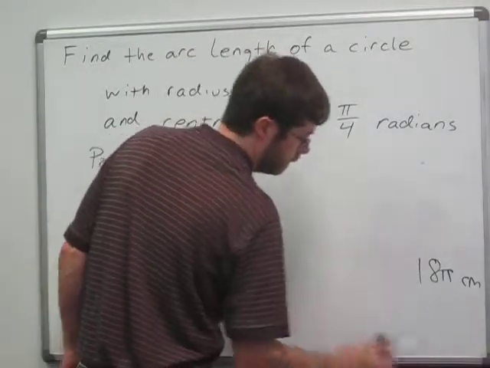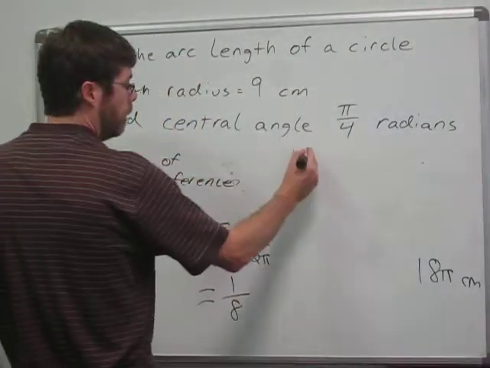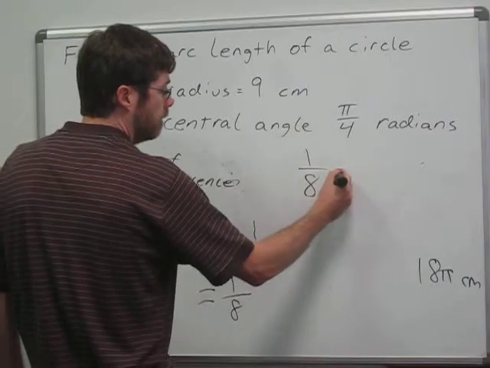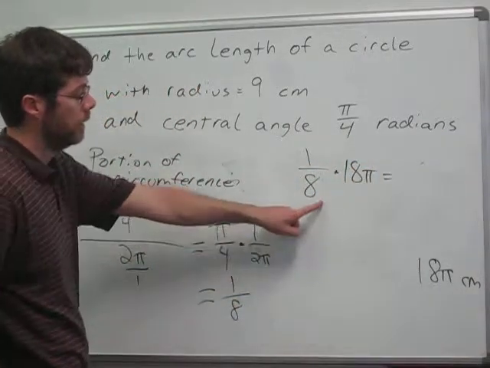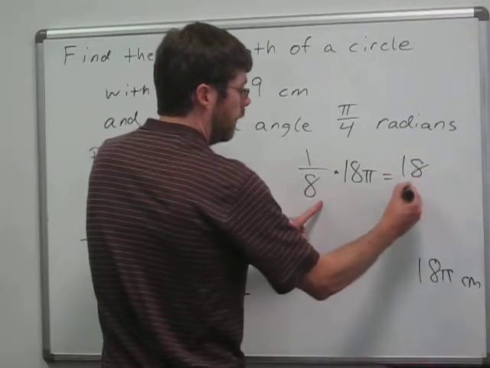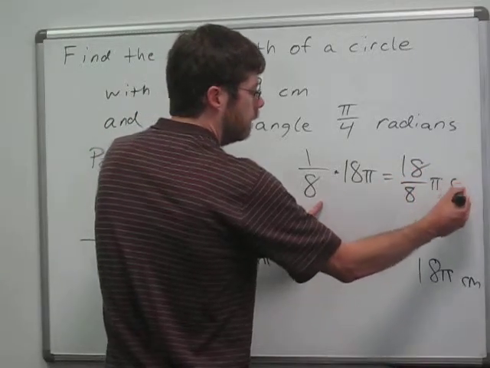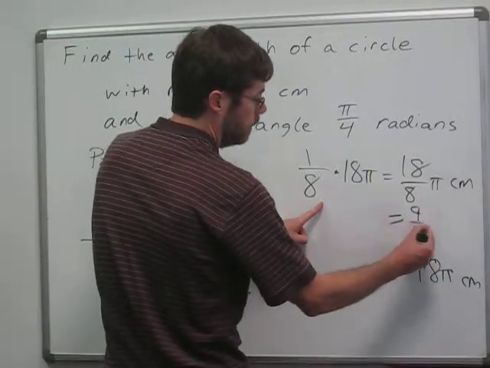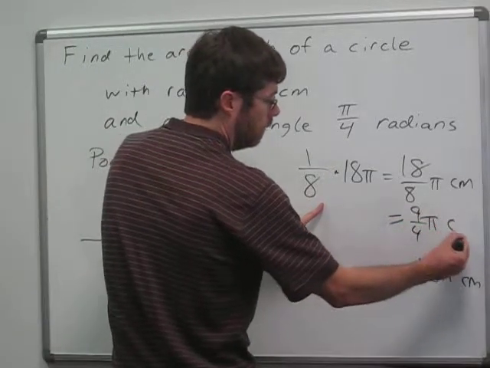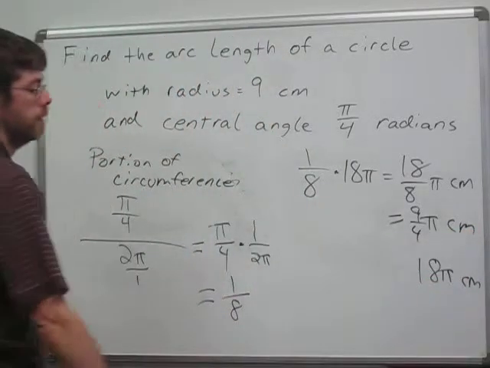So let me leave that total circumference up there. We wanted 1/8 of that circumference, and that is going to be 18/8 pi centimeters, which reduces to 9/4 pi centimeters.